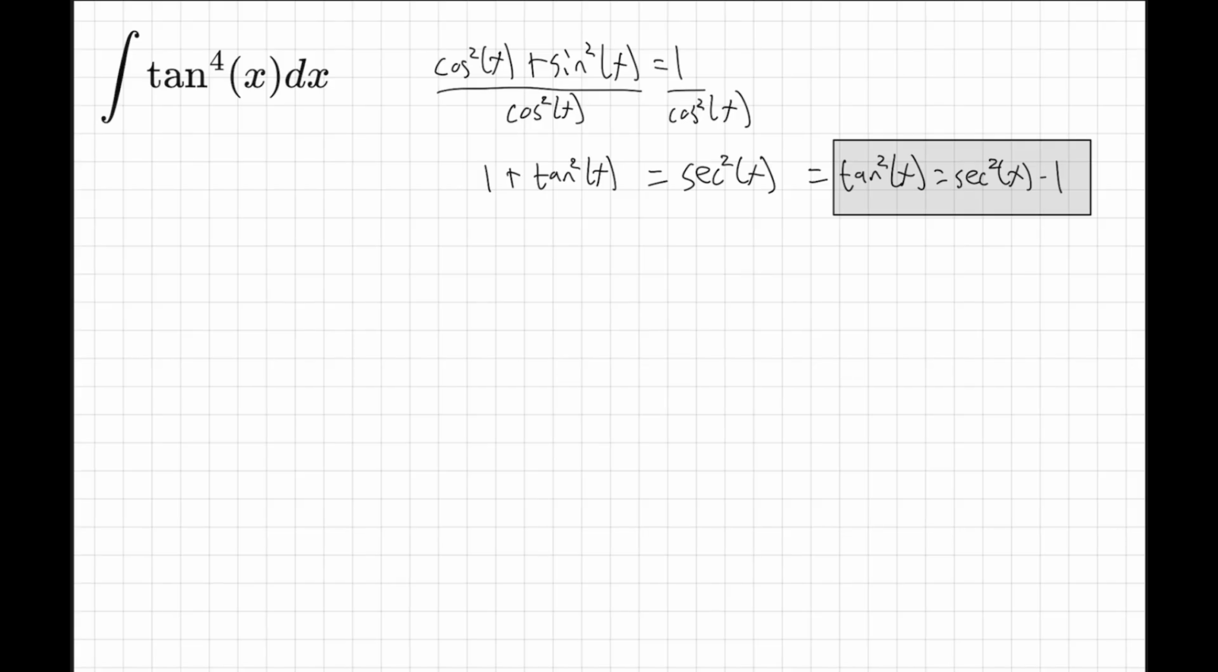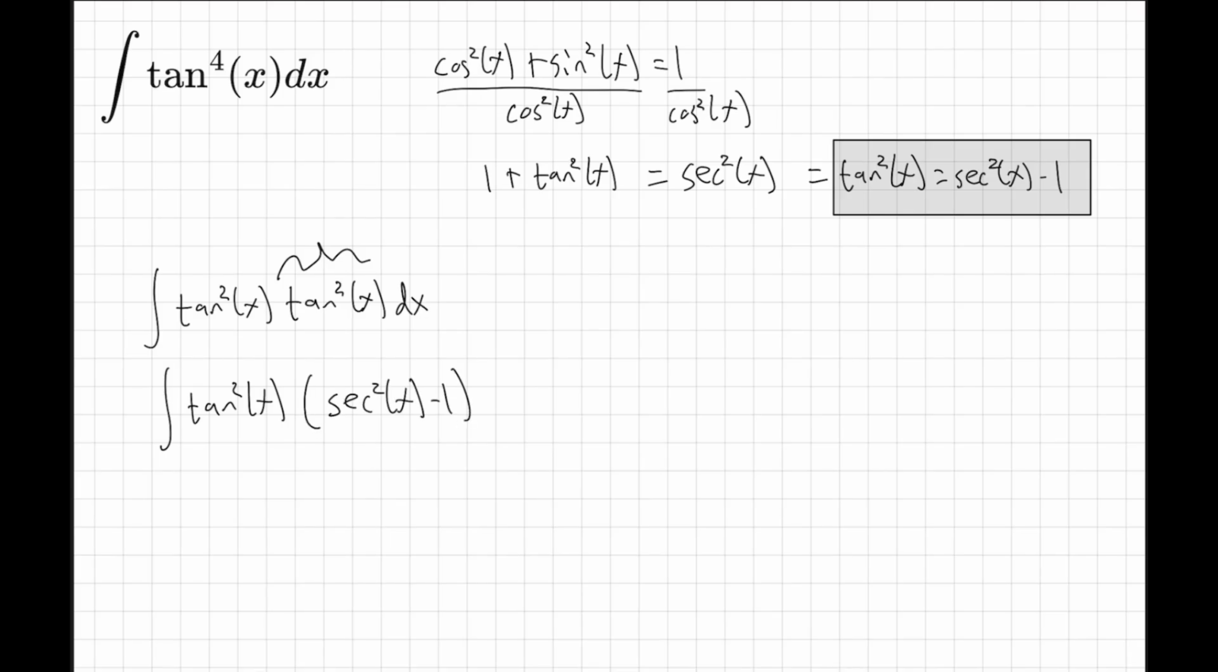So tangent to the fourth of x is the same thing as tangent squared times tangent squared. So we have tangent squared of x times tangent squared of x dx. Now what we can do is make the second tangent squared equal to secant squared minus 1. So we have tangent squared of x times secant squared of x minus 1 dx. And then we can distribute the tangent squared in. So this becomes the integral of tangent squared of x times secant squared of x minus tangent squared of x.